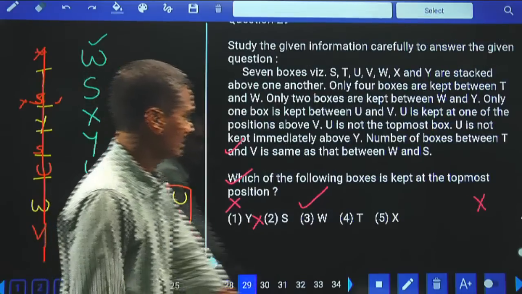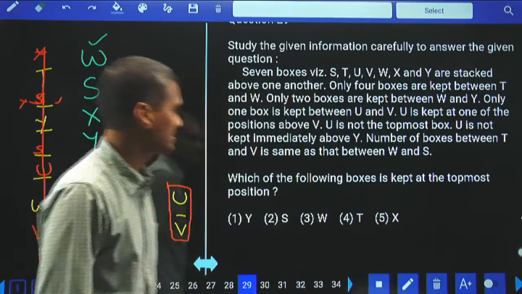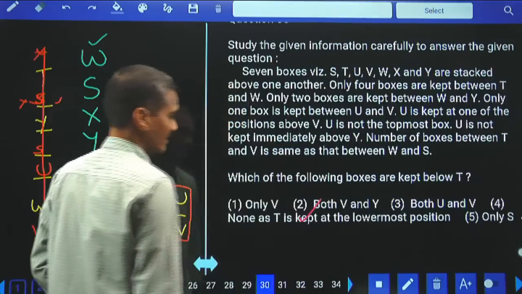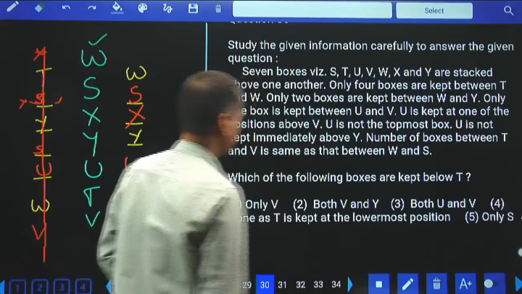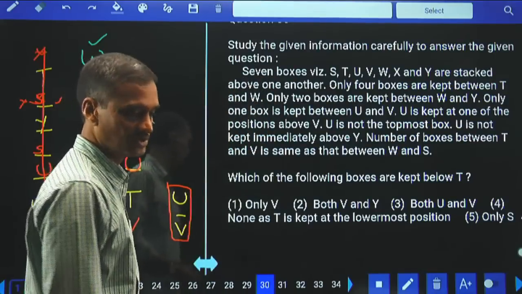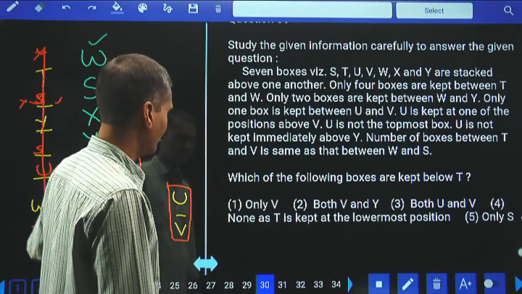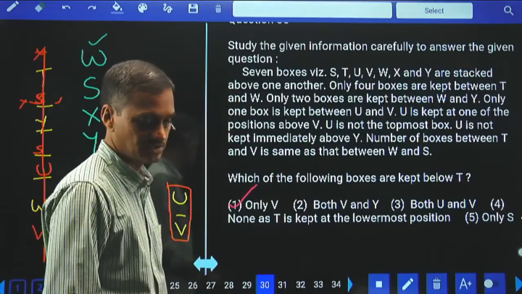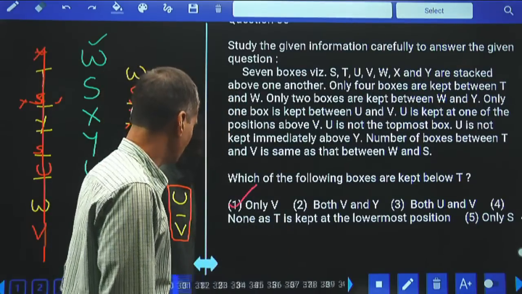Then 29. Now in this 29, which of the following is kept at the topmost? W is kept at the topmost, that is choice 3, 29. Then coming to question number 30, which of the following boxes are kept below T? Below T, tell me what is the box we have? V. V is the only box, so choice 1 is the answer. Question number 30, choice 1.